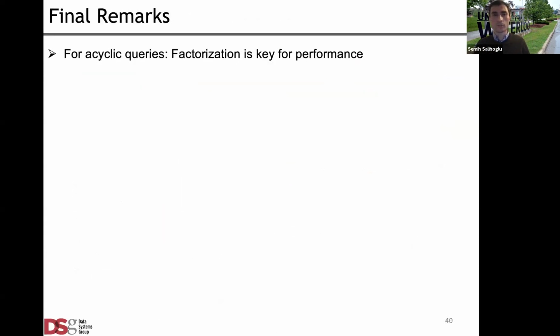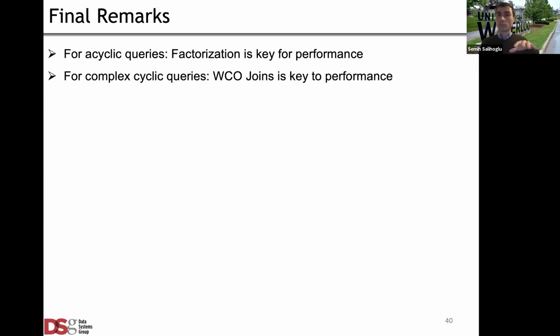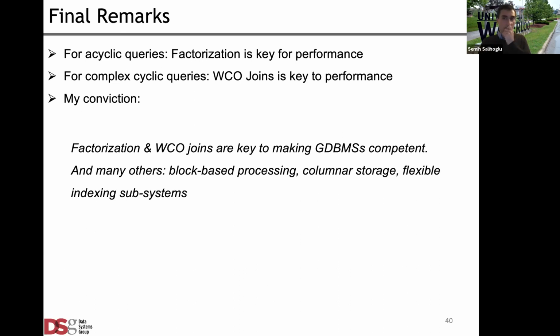In the interest of time, I'm just going to skip over this and just conclude. So for acyclic queries, factorization, I think, is the key for gaining performance in the context of graph database management systems and relational systems. But because the workloads of graph database management systems contain a lot more end-to-end joins, it's particularly suitable for graph database management systems. Similarly, worst case optimal joins, again, are designed for cyclic queries with end-to-end joins. It's a key to gaining performance. And my conviction is that these two techniques are key to making graph database management systems competent.